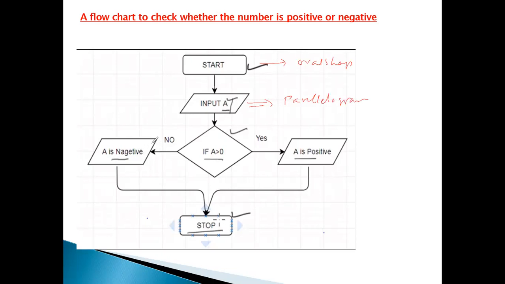For decision purpose, or for selection or condition, you have to make a diamond box. If a greater than 0, if this condition is true, it will move to this output command: A is positive. If this condition is false, the control will move here: A is negative. It will show the message A is negative. And after executing this command, whichever one of them, it will stop the program. Okay, this is a parallelogram. Now this is called a diamond box, used for decision purpose.